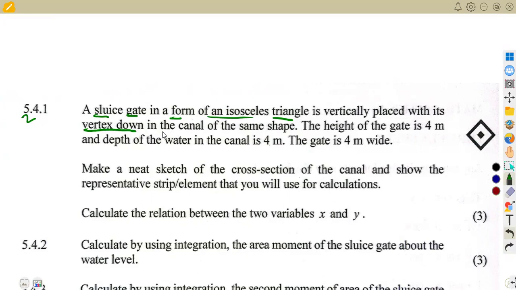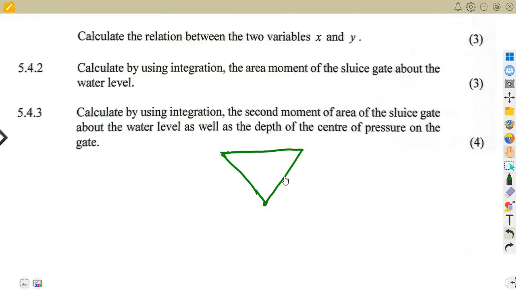In the canal. Remember, there are two things: the sluice gate and the canal. The sluice gate is the one that is in the form of an isosceles triangle. Just take it like a tank, a tank in the form of a triangle, and then you place it in a canal. If you just understand this part, we are done with this topic, telling you the truth.